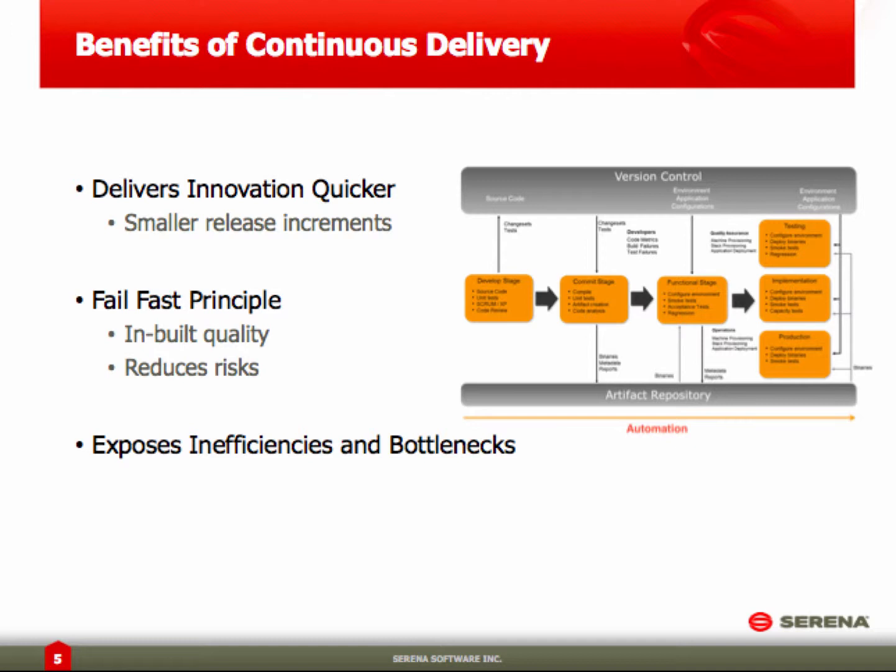Continuous delivery is a great example of the lean process that focuses on eliminating inefficiencies and waste. In CD, there is a strong focus on automation and repeatability, and if there are wasteful and manual processes, these will be highlighted as you implement continuous delivery.